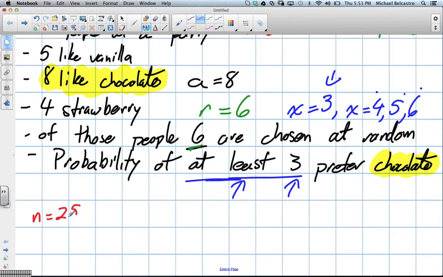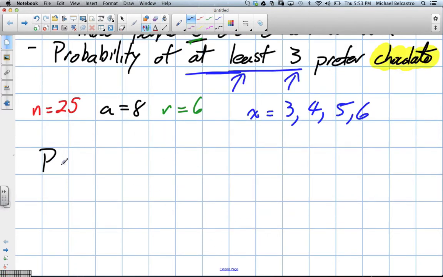N was 25. A was 8. R was 6. And X has the value of 3. And then we'll have to do one for 4, 5, and 6. Okay? So let's rewrite our formula down at the bottom here. The probability of X occurring was, what was it? A choose X multiplied by N minus R. Yeah, N minus R choose. Oh, sorry, N minus A.